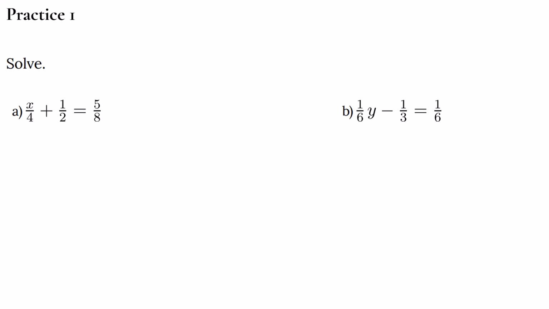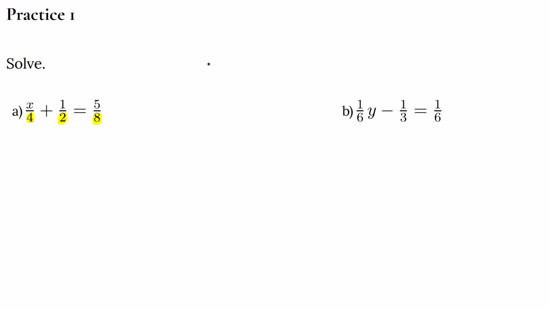To solve equations with fractions, we're going to be using a method where we use the lowest common denominator to help us get rid of the fractions and then have basically an equation that's a little bit easier to solve. So we want to start this question by finding the lowest common denominator of 4, 2, and 8.